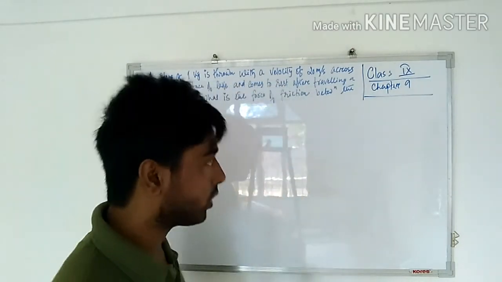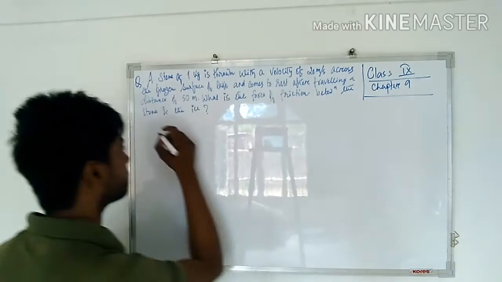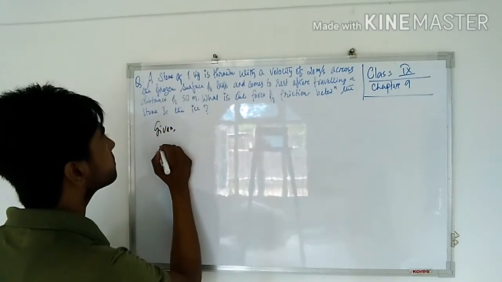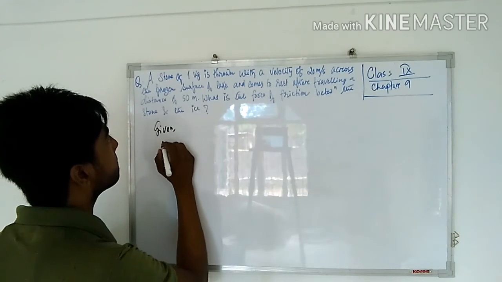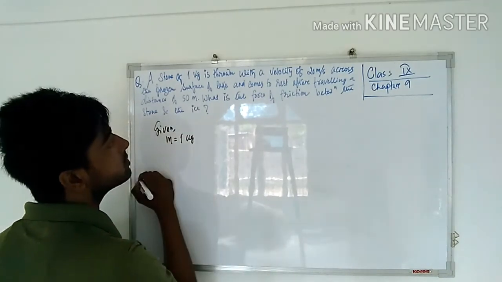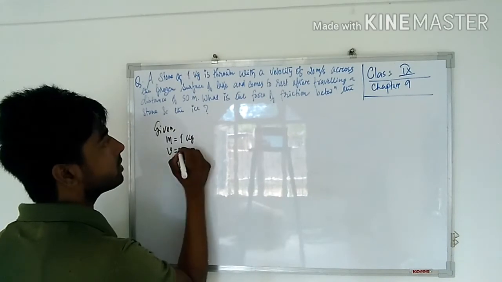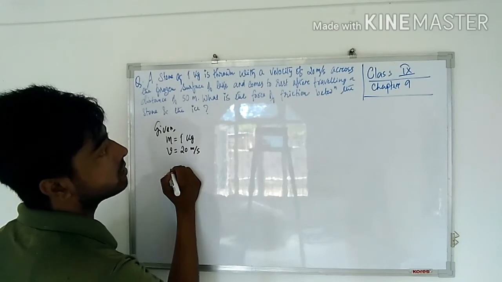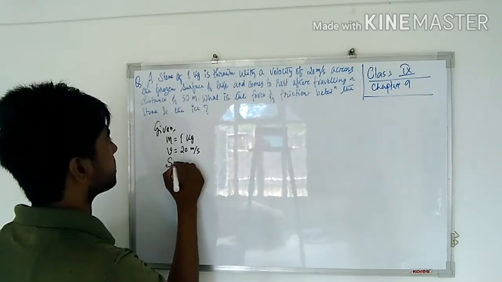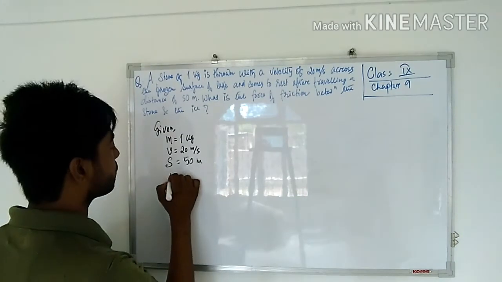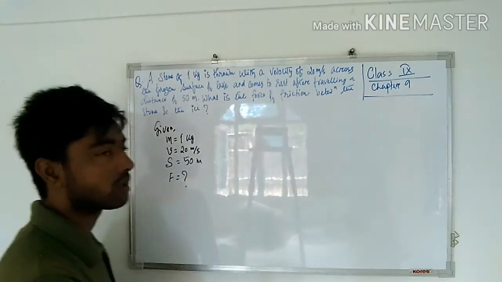Okay, first of all let me write what is given. Mass of the stone given 1 kg, velocity of the stone given 20 meter per second, distance given as 50 meter. You need to find out F. F is equal to what?